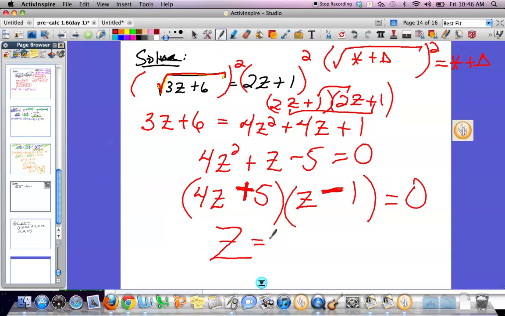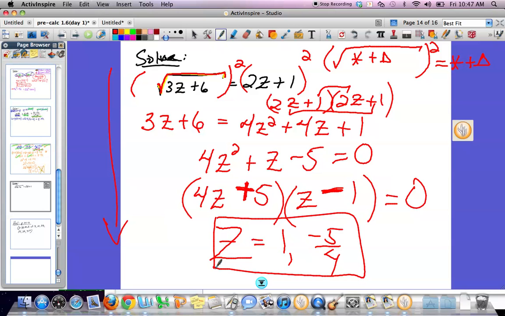And yes, these problems require more than one line on your paper. Paper's cheap. Use it. Work down. I hope that you've been taught that through the years. I'm not going to change you now, I suppose, but I can't stand trying to read somebody's paper if they work left to right like a book. Work down. It's easy to see your steps. So z equals 1 and negative 5/4. 1 is a solution and negative 5/4 is a solution.